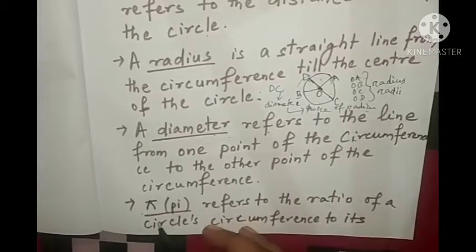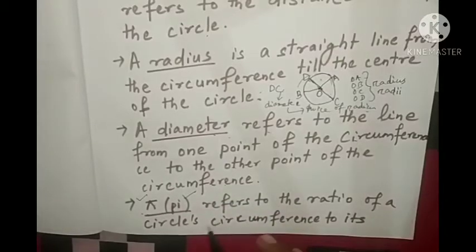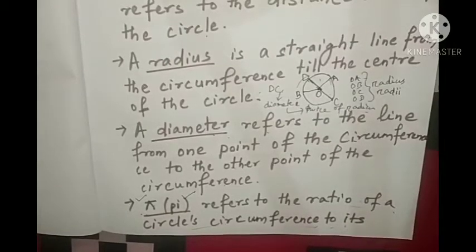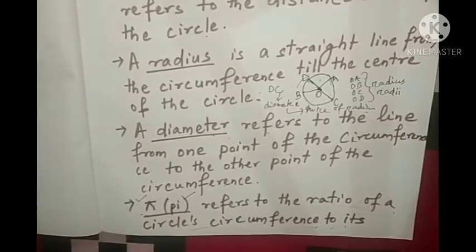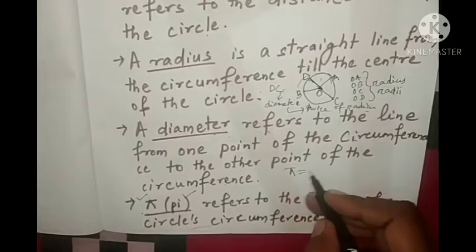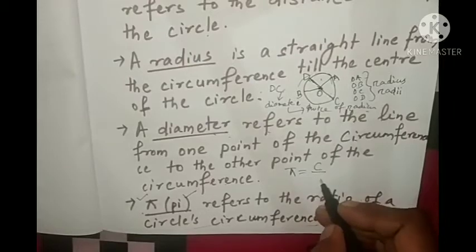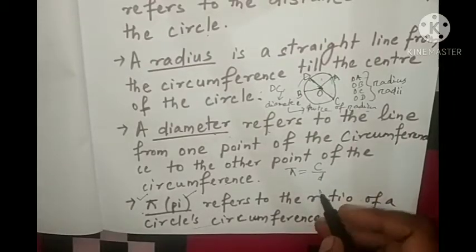Next we will see pi. Here you are seeing the new term, that is pi. Pi is a Greek word. Pi refers to the ratio of a circle's circumference to its diameter. So pi equal to circumference, if I write circumference as capital C, divided by d, the diameter of the circle.